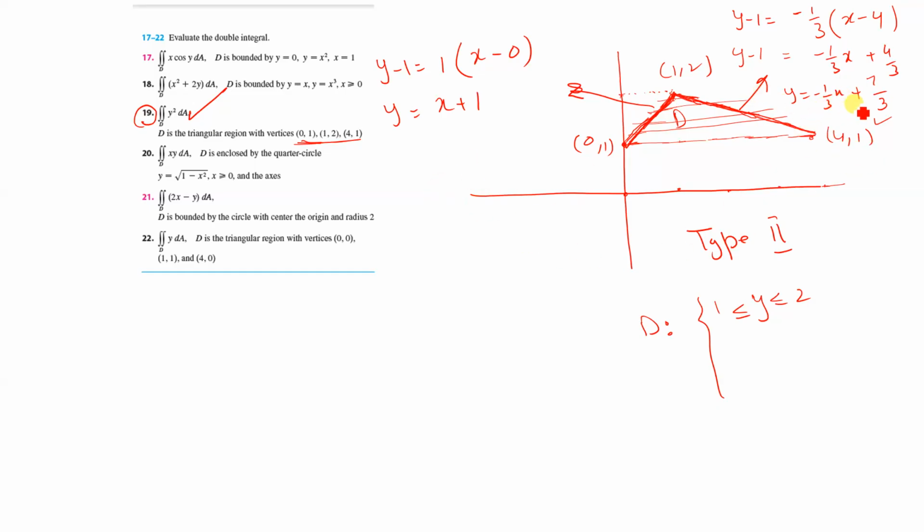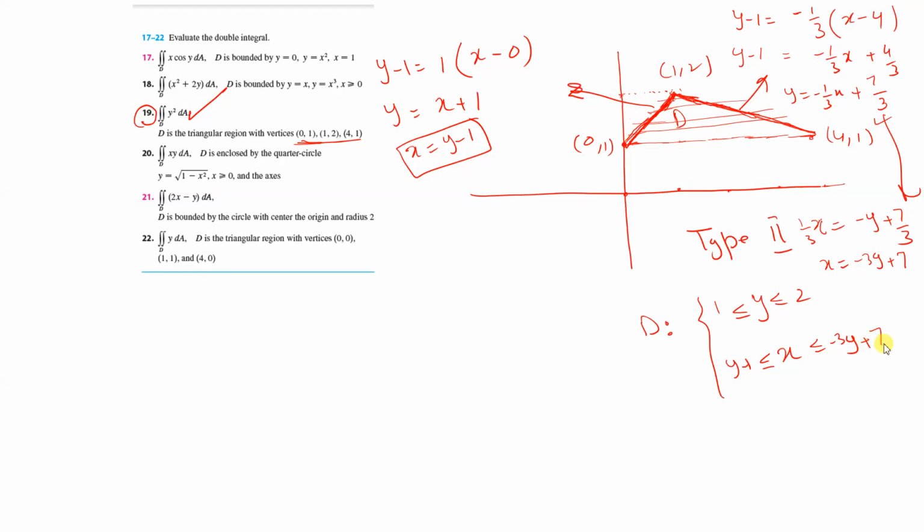So these are the two lines. Now we have to find the limits for x. So x is bounded below by this line, along which x is y minus 1. And along this other line, y is negative 1 over 3 x plus 7 over 3, so 1 over 3 x is equal to negative y plus 7 over 3. So x becomes negative 3y plus 7. It means x lies between the lower limit, x is y minus 1, and the upper bound, so x is less than or equal to negative 3y plus 7. So these are the limits for the region, and this is a type 2 region.